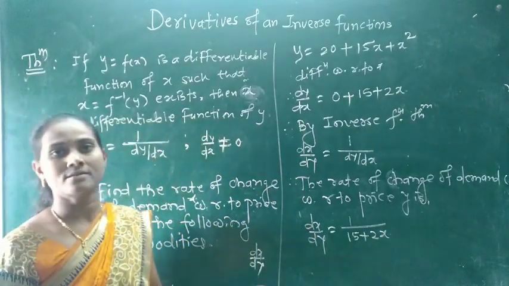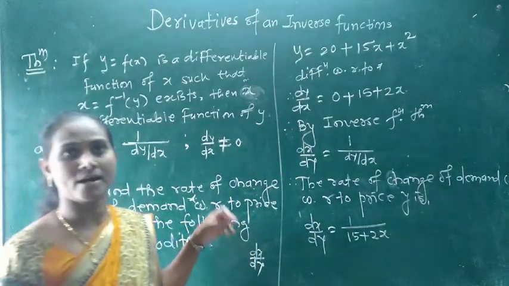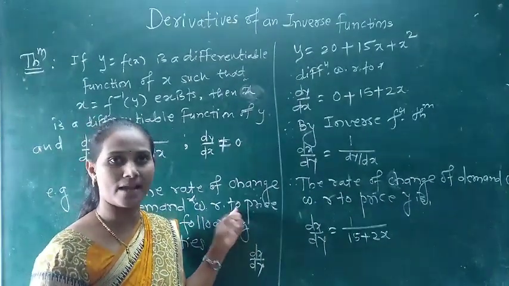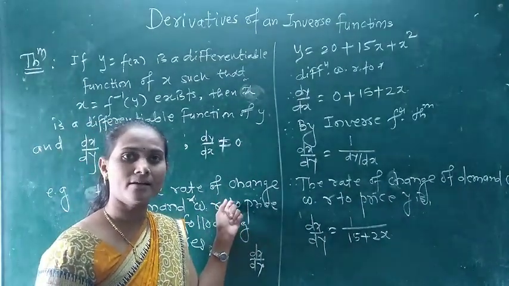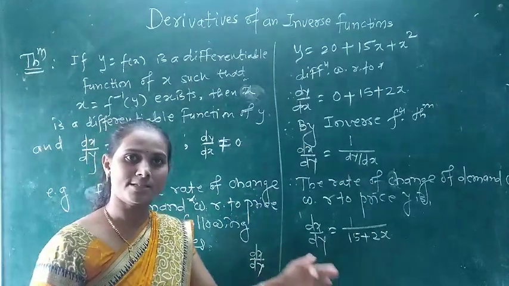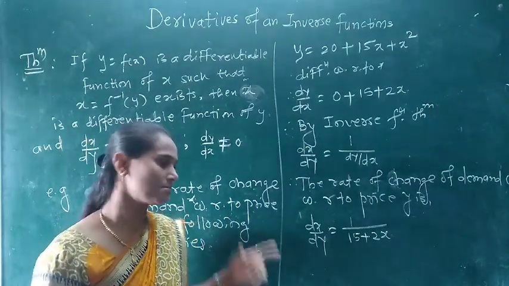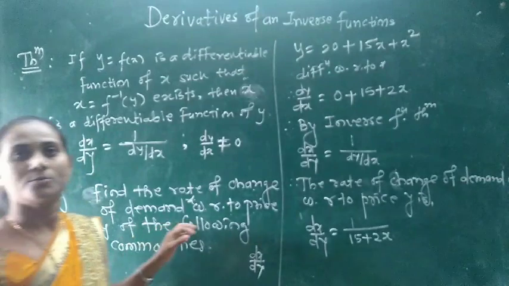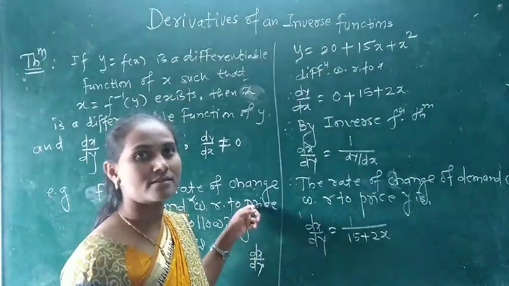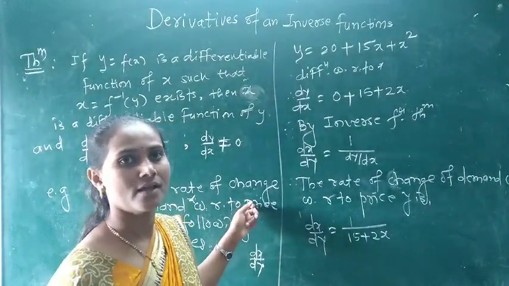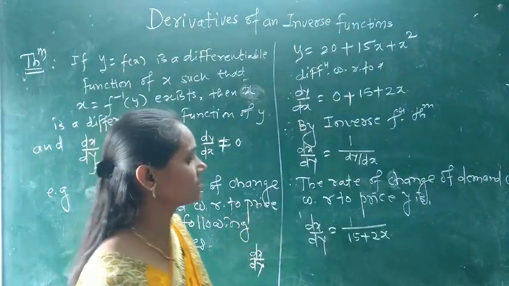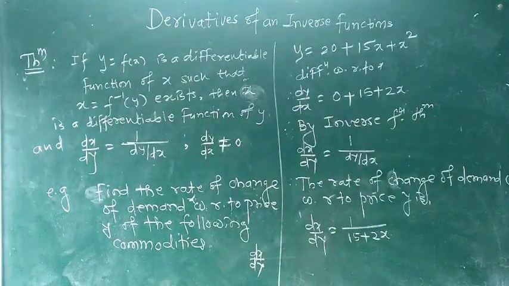And in standard 11 we also studied marginal demand and marginal supply. So what is meant by marginal demand? The rate of change of demand with respect to price is called marginal demand, and the rate of change of supply with respect to price is called marginal supply. These two concepts we already studied. Now we take exercise 3.2.